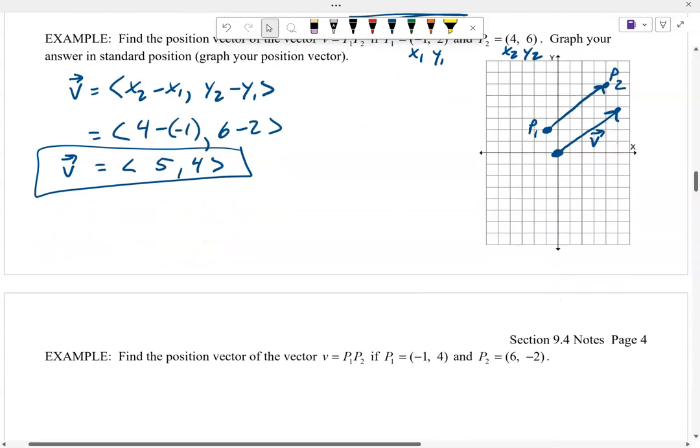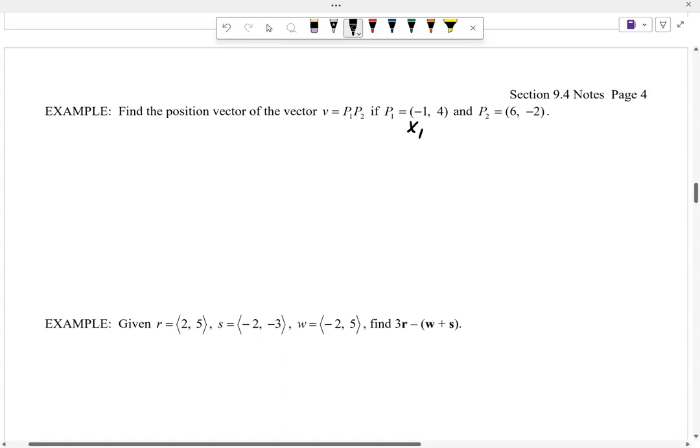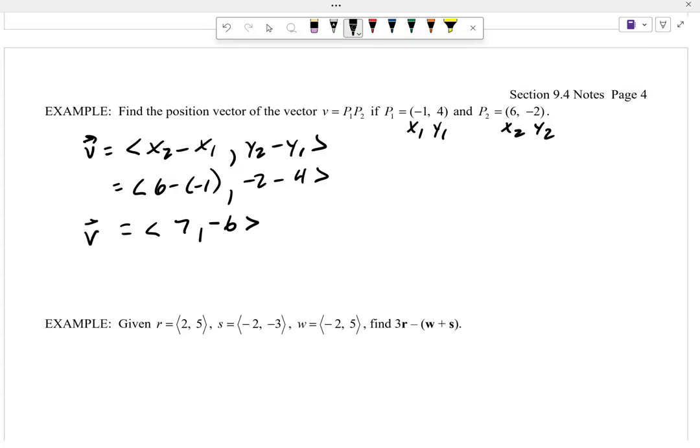Why don't you guys do this second one here? Go ahead and pause the video right here. Find the position vector for this one. You did it like the last one there. X2, y2 minus x1, y1 is the position vector. 6 minus a -1, comma, -2 minus 4. Let's see what we got. 6 plus 1, -2 minus 4, 7, -6.